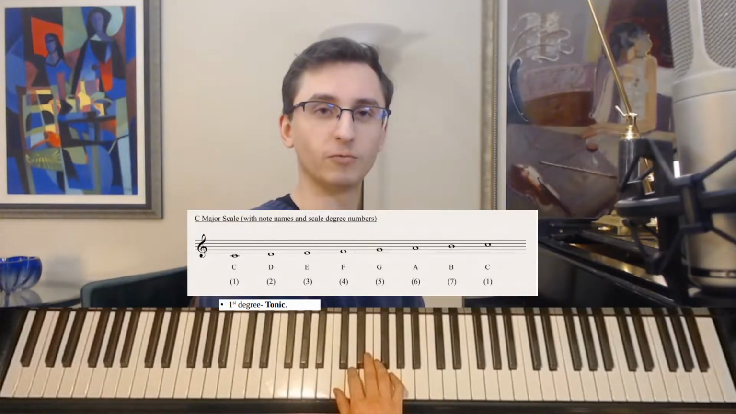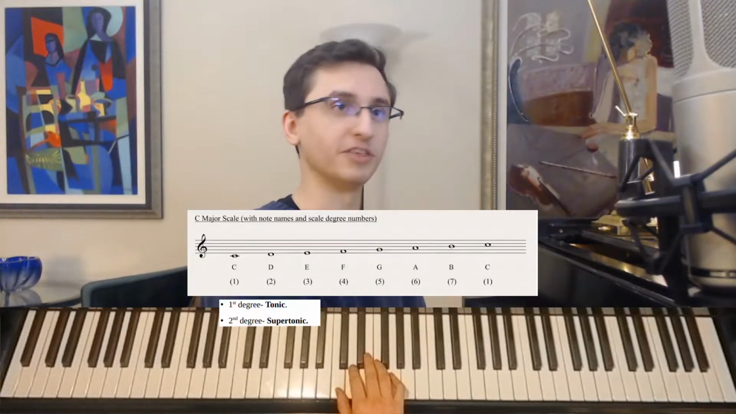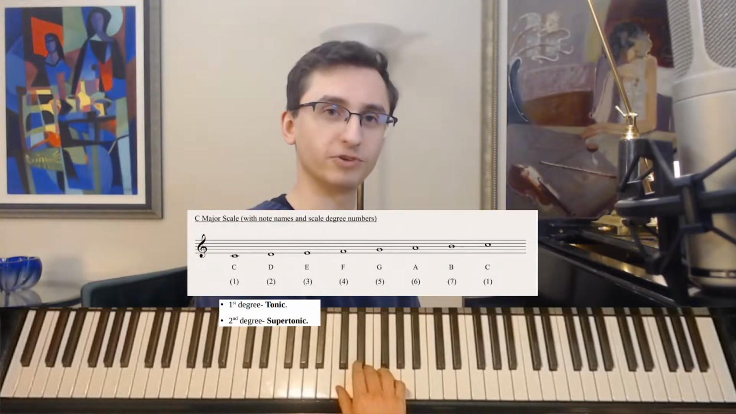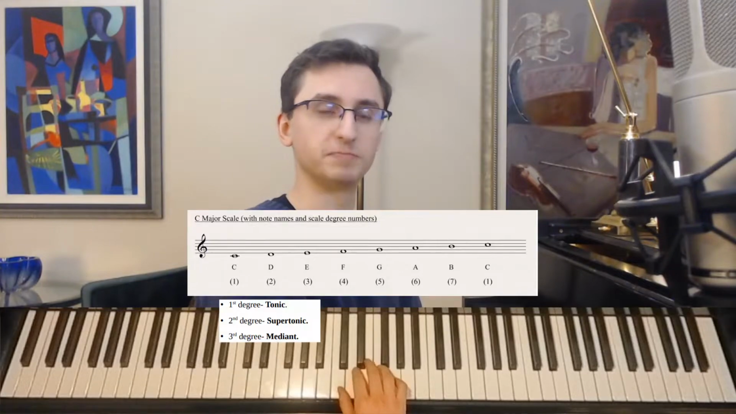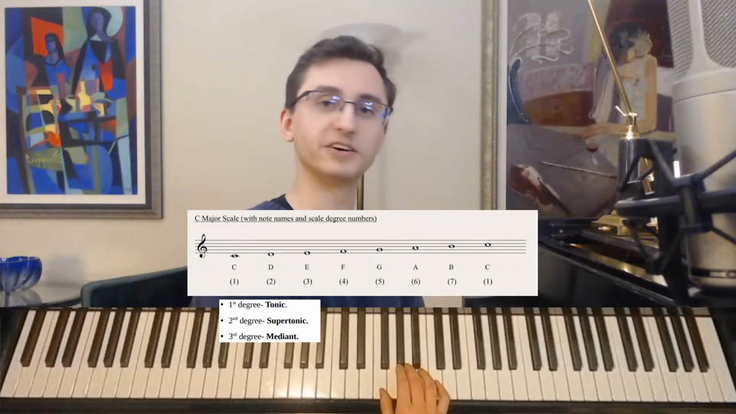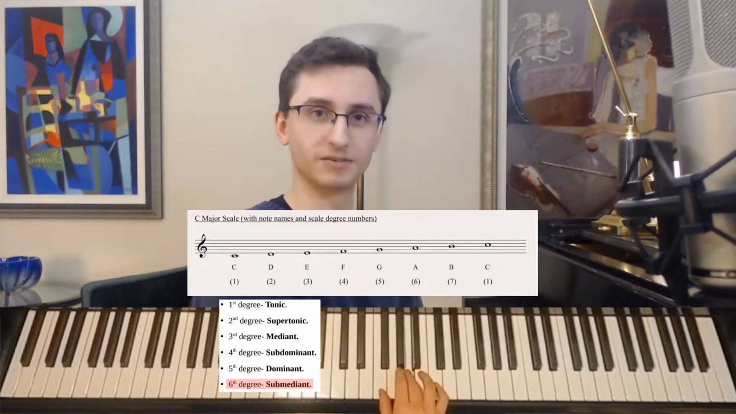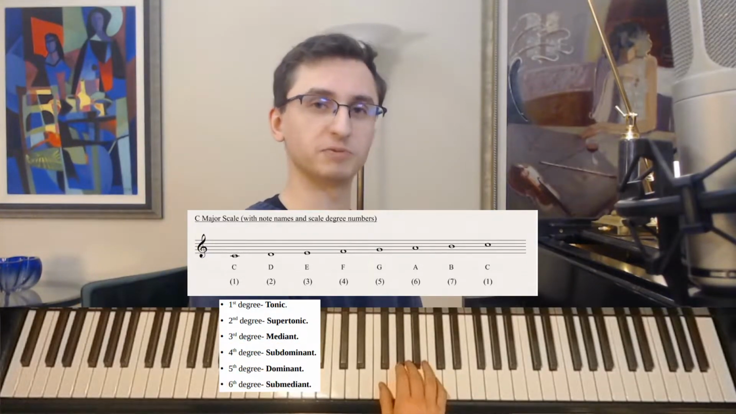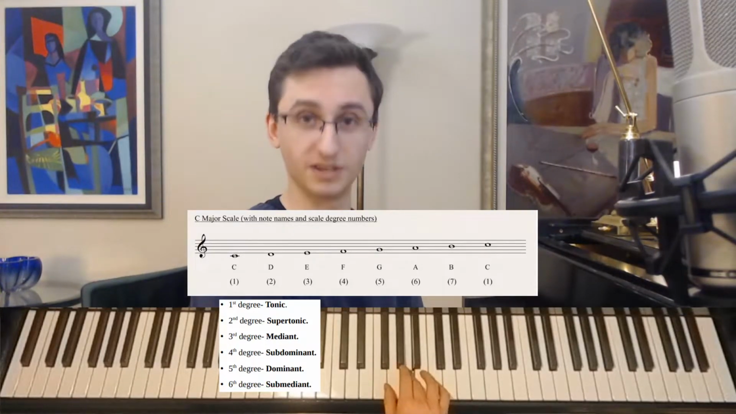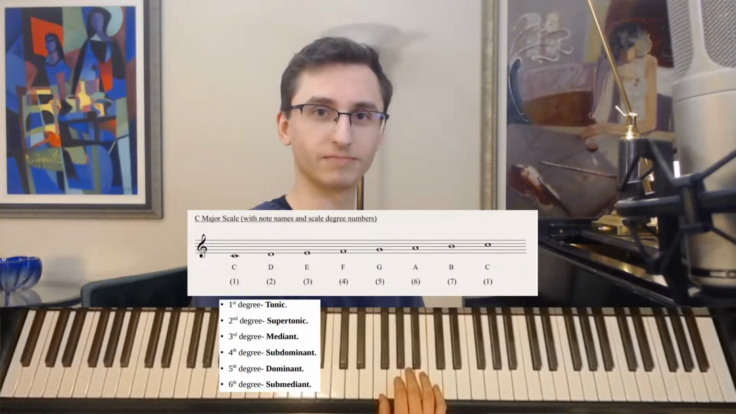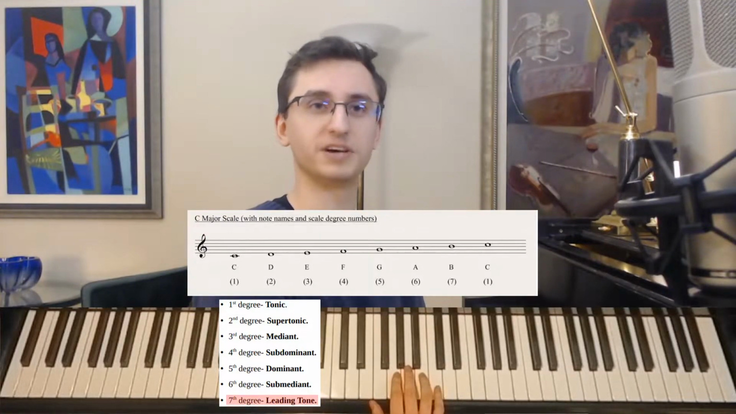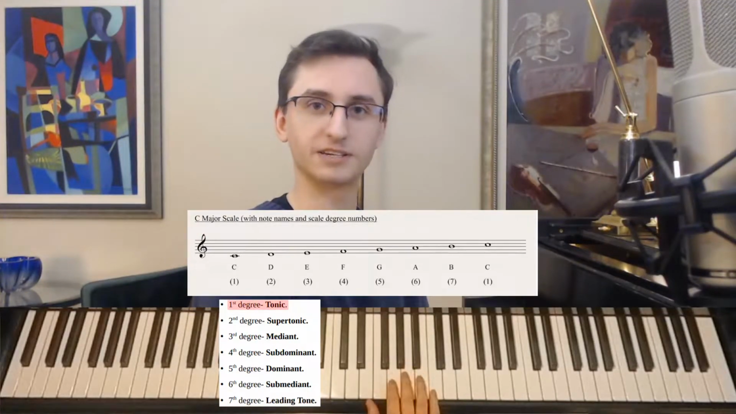Scale degree 2 we call supertonic, and you can think it's above the tonic, so it's supertonic. The next scale degree 3 is called the mediant, because it is between the tonic and the dominant. It's the halfway point. And scale degree 6 is called submediant. And this is called the submediant because it's between the subdominant and the next tonic. So it's the submediant, the halfway point. Lastly, we have scale degree 7, otherwise called the leading tone because it leads back to tonic.